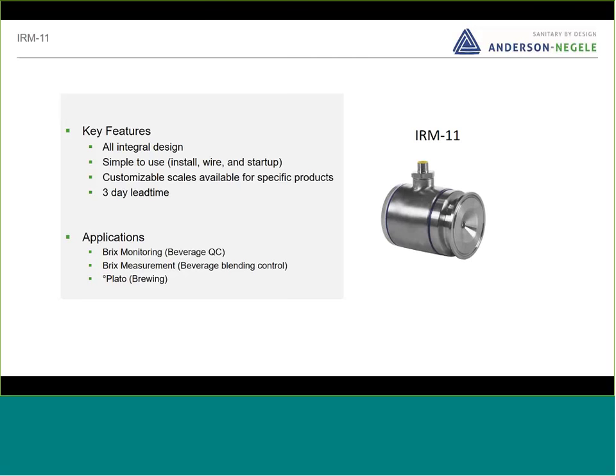So 3 applications to start. One being Brix monitoring, trying to eliminate the human element in a plant and replace it with a device that gives continuous measurement. We've seen these kinds of applications with turbidity. We also see that the IRM is going to satisfy that. Second application is direct Brix control, or I should say blending control based on Brix measurement. And then lastly, specific to brewing, wort optimization through Plato control.